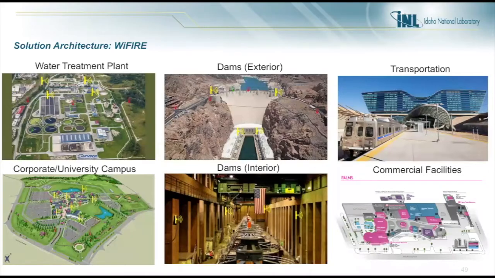Here's an example of multiple areas and facilities where WiFIRE could be deployed, such as where wireless devices are widely used at critical infrastructure facilities, such as dams and water treatment plants, as well as transportation hubs, commercial facilities, and corporate or college campuses. Let me describe how wireless communications systems may be compromised in different facilities by describing several incidents that have occurred in facilities where wireless is used for industrial control and support.